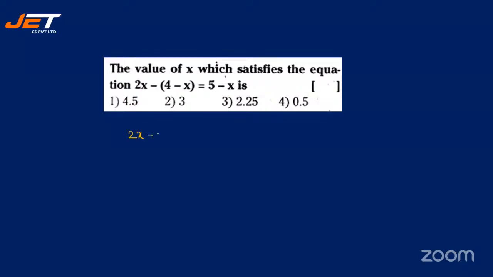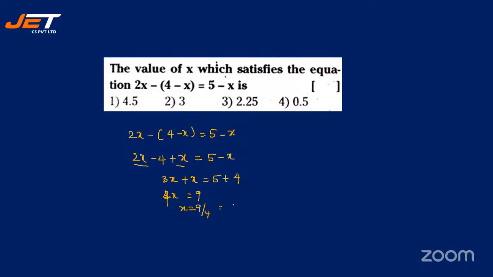Right? So they have given you 2x minus 4, minus the minus is plus x, is equal to 5 minus x. So 2 plus 1 is 3x. When this minus x comes this side, it becomes plus x equal to 5. When this minus 4 goes to the other side, it becomes plus 4. 3x plus 1x is 4x is equal to 9. x is equal to 9 by 4.